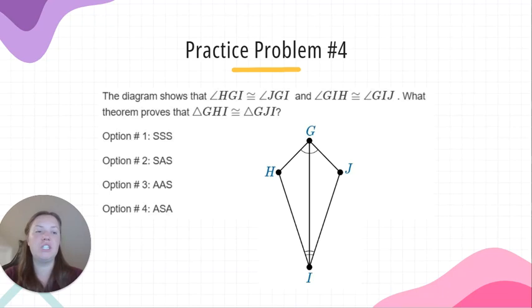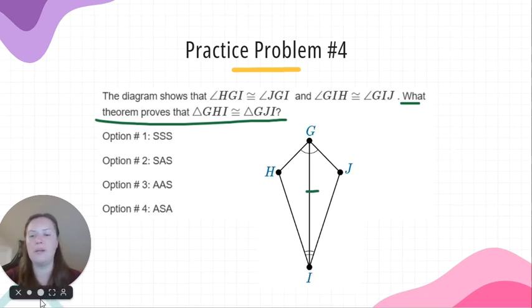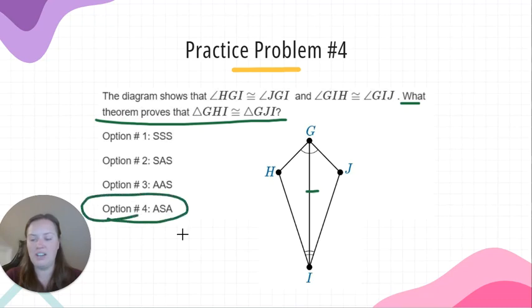Last question is using that exact same figure, but we want to know what theorem proves it. I just answered this question. If we have an angle and another angle, and we want to know that GI is congruent to itself, which it is by the reflexive property, we would have angle side angle as our theorem.